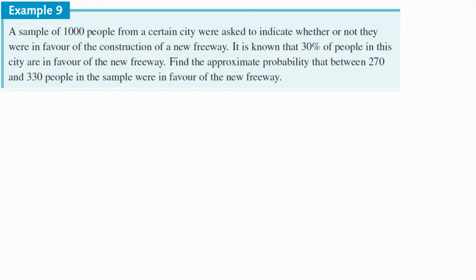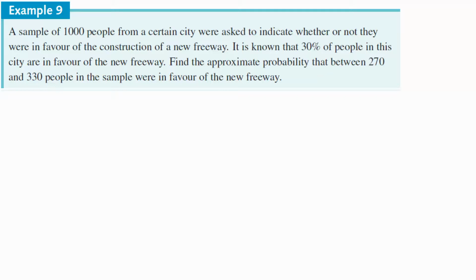Okay, so I want you to have a go with this one. It says a sample of 1,000 people from a certain city were asked to indicate whether or not they were in favor of construction of a new freeway. So you're either in favor or you're not. So that's clearly binomial. It's yes or no. It is known that 30% of people in this city are in favor of the new freeway. So 30% are in favor and therefore 70% not in favor.